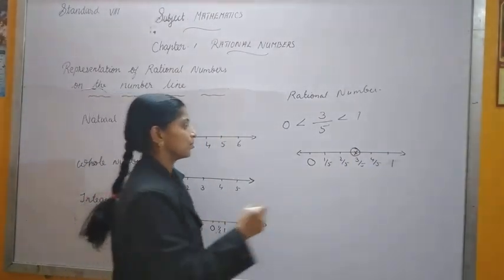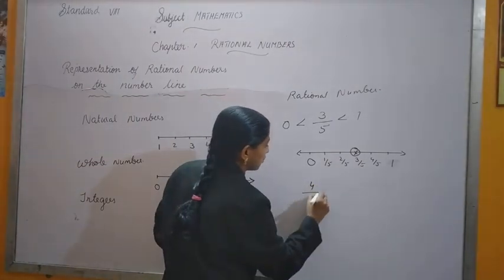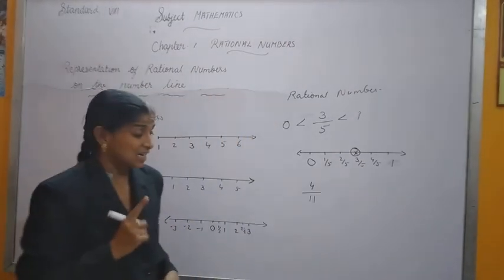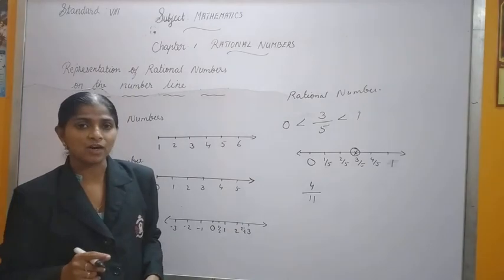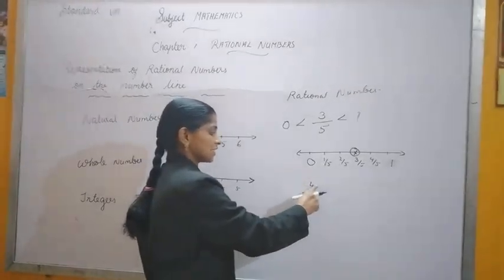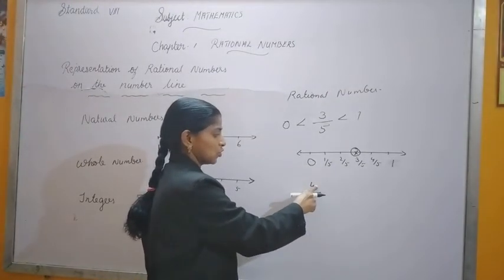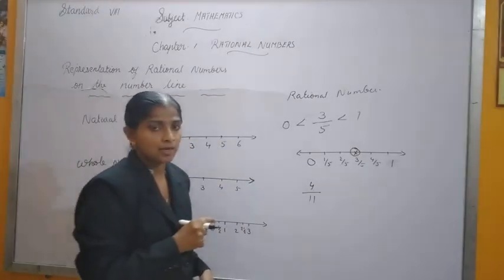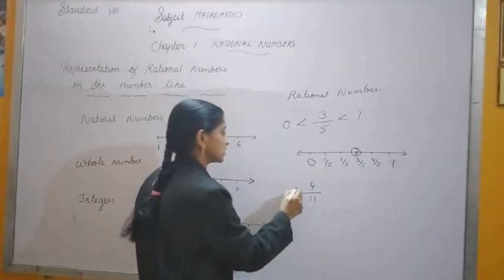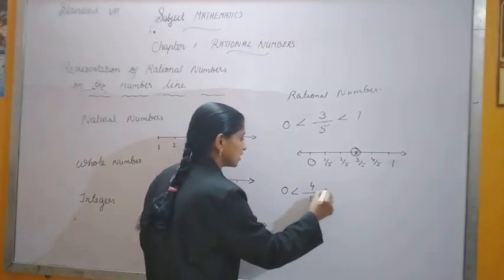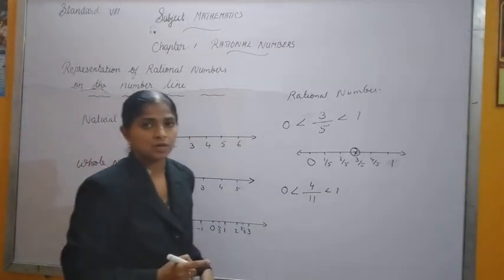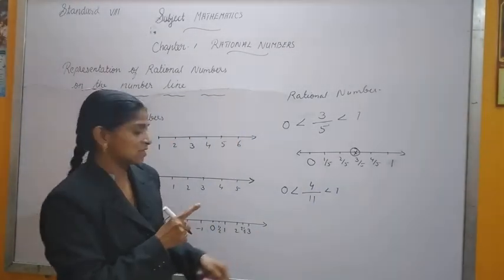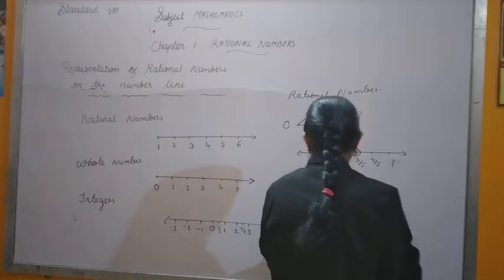One more example: 4 upon 11. How to represent 4 upon 11 on the number line? First we check that it is a proper fraction. Numerator 4 is less than 11, so proper fraction always comes between 0 and 1. This much we understood. Then you draw a line.